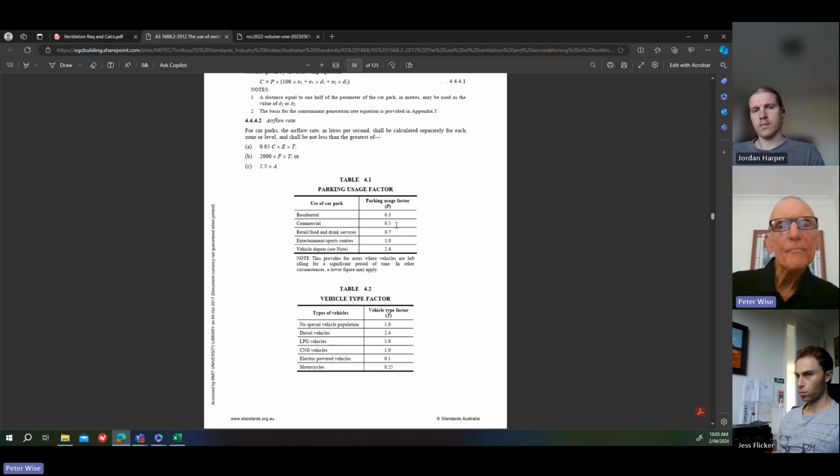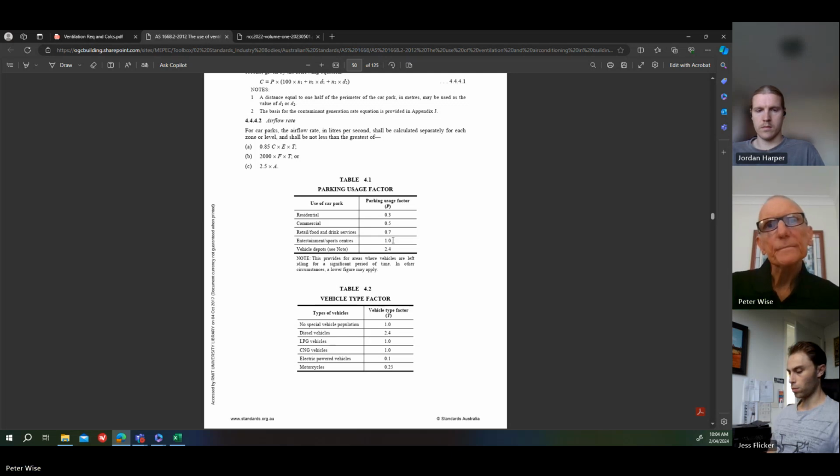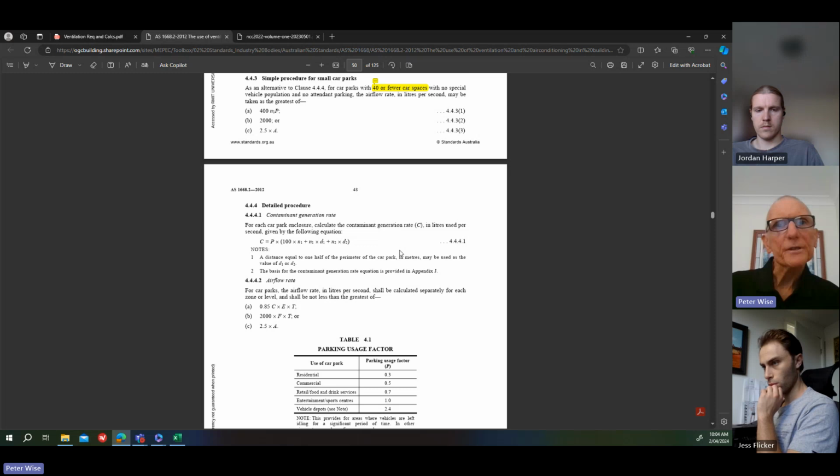And this is based on, obviously, the amount of traffic that they're expecting during a typical day. So a residential car park, people go to work in the morning or wherever they go, come back in the afternoon, and that's it. They leave the car there after that. Well, they may not even go out for a day or a few days or a week. Commercial car parks, where you go in, pay some money and stay for a bit of time, there's movement all the time during the day. So that's got a higher factor. Retail, food and drink services, again higher. Entertainment and sports centres, higher again. Vehicle depots. So that makes sense.